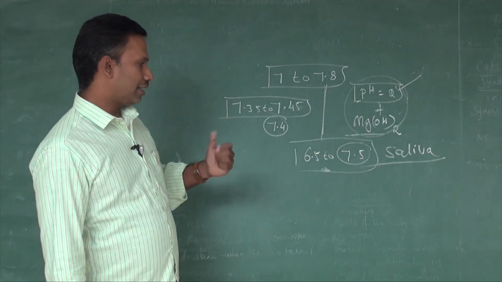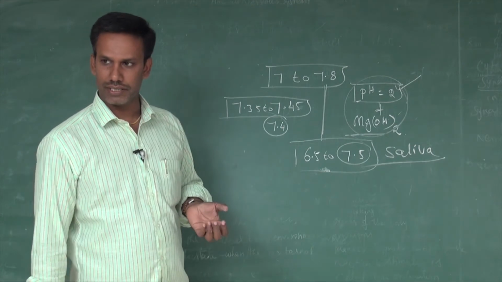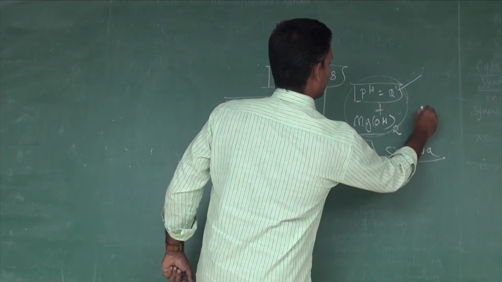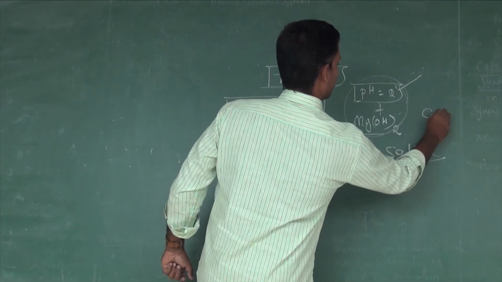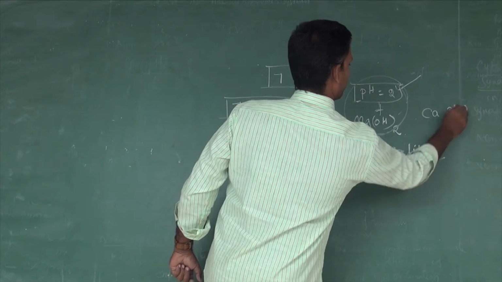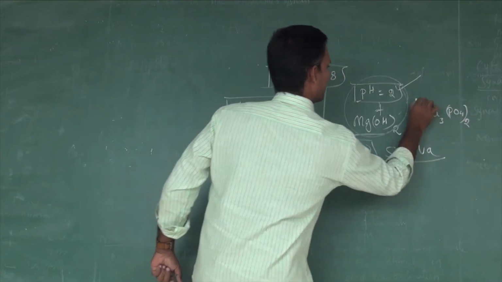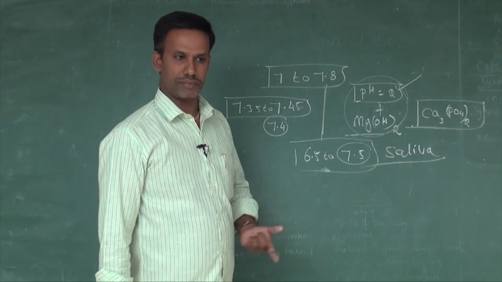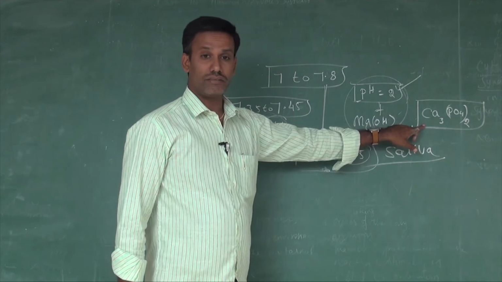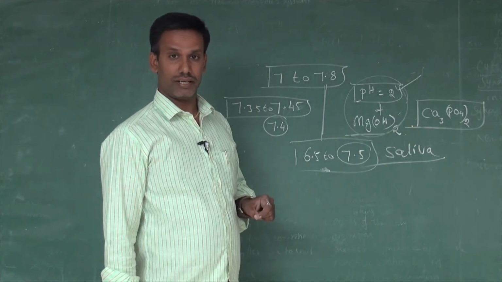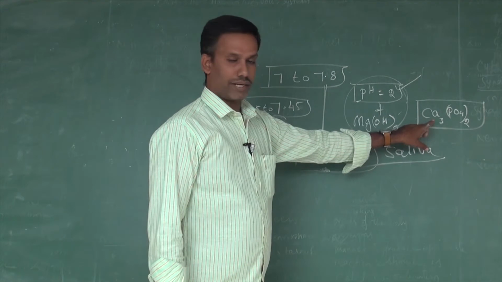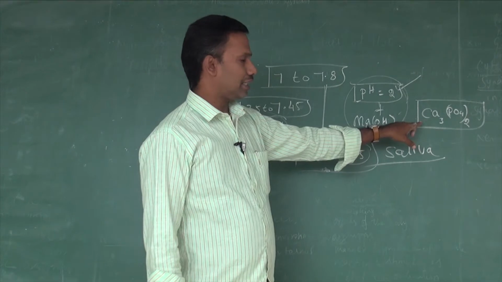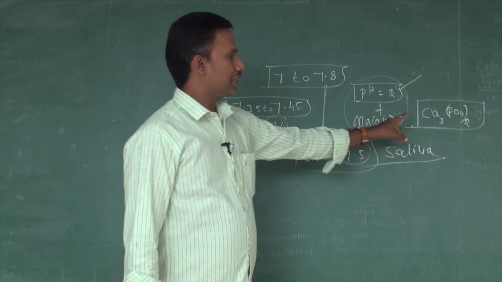Then the hardest substance in our body is the white enamel of our teeth. The white enamel's chemical name is calcium phosphate. This is the hardest substance inside our body. In the human body, which is the hardest substance? A GK question may be asked. What is the hardest substance in the human body? It is our teeth enamel, with the chemical composition of calcium phosphate, Ca3PO4.